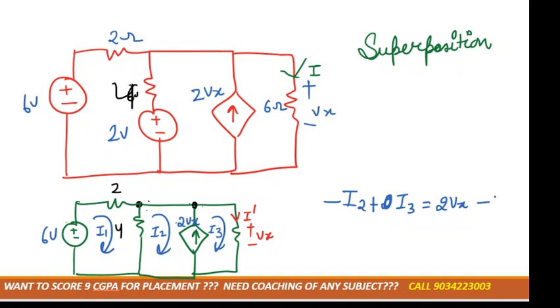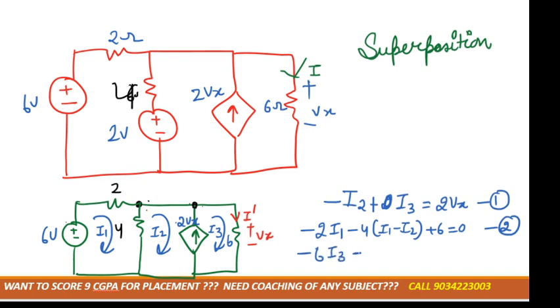So we have made one equation from the current source, another equation we can make directly from the first mesh, that is minus 2I1 minus 4I1 minus I2 plus 6 is equal to 0. This is the second equation. Third equation we can make from the super mesh, that is minus 6I3 minus 4I2 minus I1 is equal to 0, right? This is our third equation.